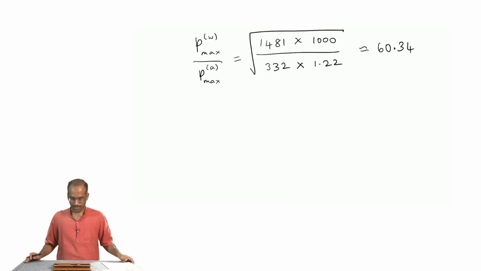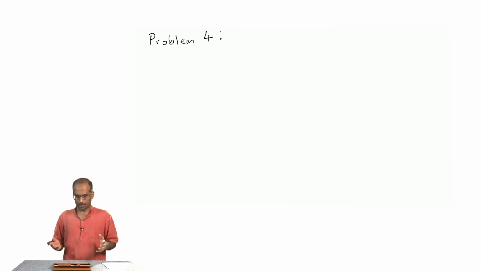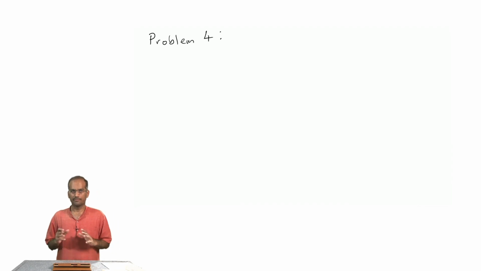The amplitude of pressure variations in water when, say, a sound wave travels through it is 60 times larger than the corresponding pressure variations in air, for a fixed intensity of sound waves. So, the last problem I am not going to do in full, it is a version of the problem that we had done before.